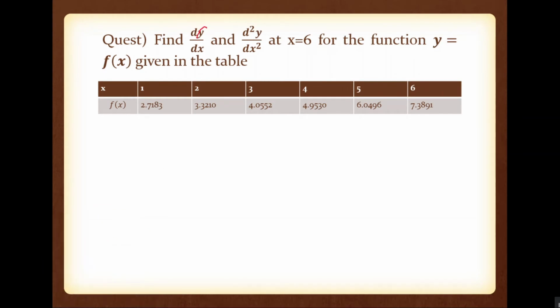at x equal to 6 for the function y equal to f of x given in the table. This is the same data we have, right? So we are asked to find df by dx and d square f by dx square at x equal to 6.